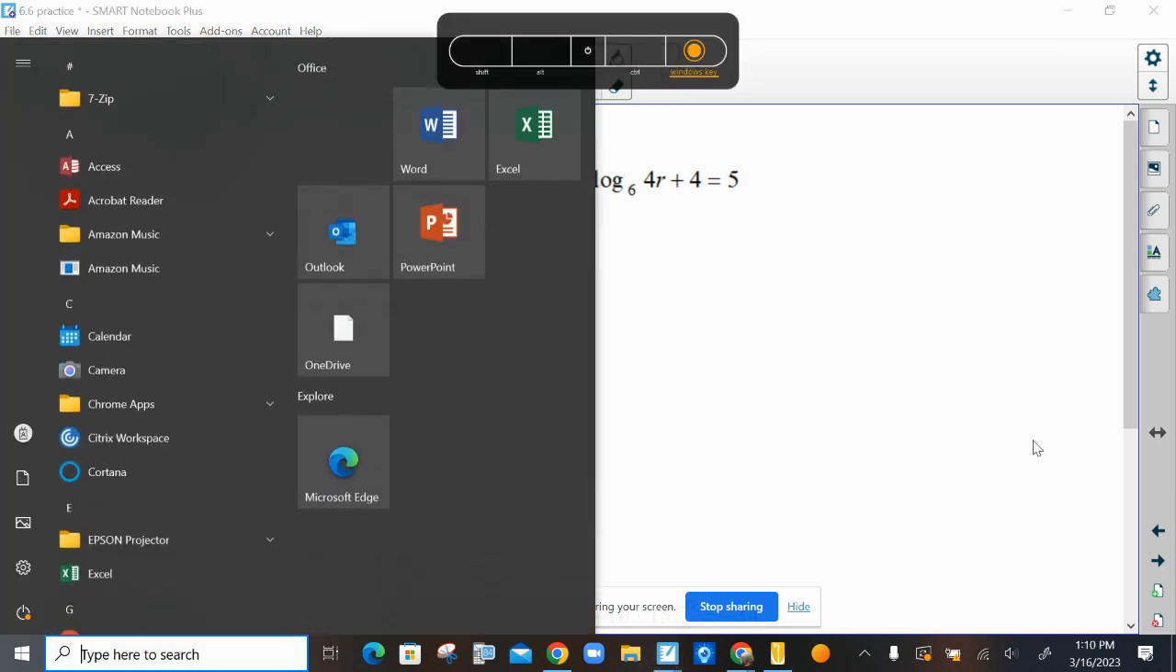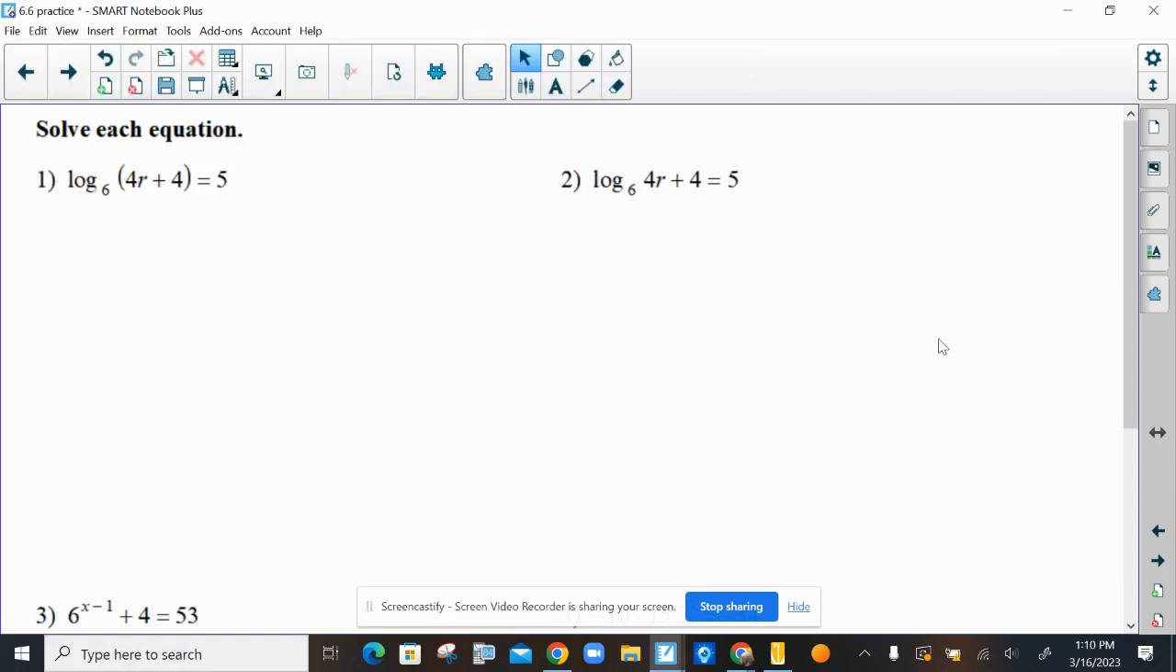Six questions, so that you can use these as extra practice problems so that you're ready for the test. So first thing we're doing is we're solving equations with logarithms. So I came up with these two equations.